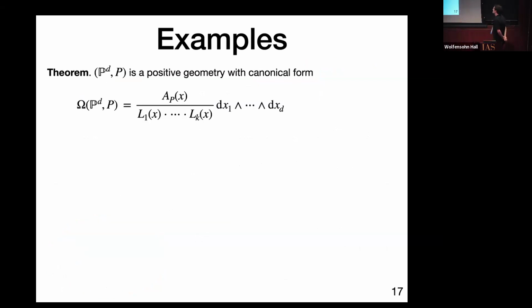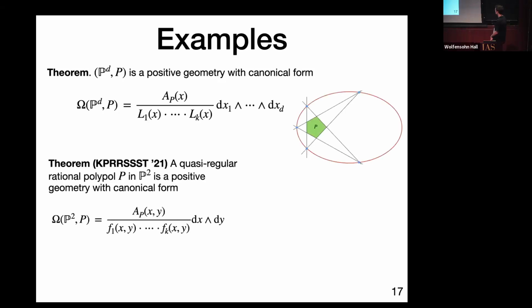Good. So here's a theorem which I don't know who to attribute this to. This says that a polytope in P^D is a positive geometry with this canonical form. Chris said yesterday you can read about this in some nice lecture notes by Christian Gatz. That's certainly true. I'll later have a reference to some overview notes by Thomas in which he discusses this.